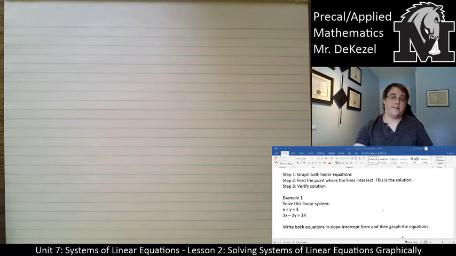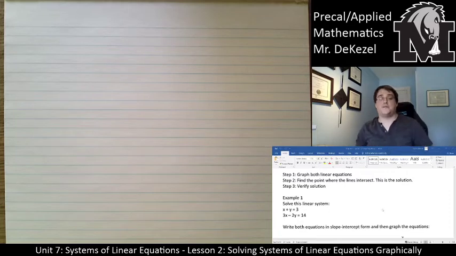This one is the second lesson of the seventh unit. We are going to now solve these systems of linear equations graphically. So we're going to be given the equations in general. We might need to, as we move on, create the systems, but we're going to just start with systems that are given. So the steps to solve these equations is given up top.